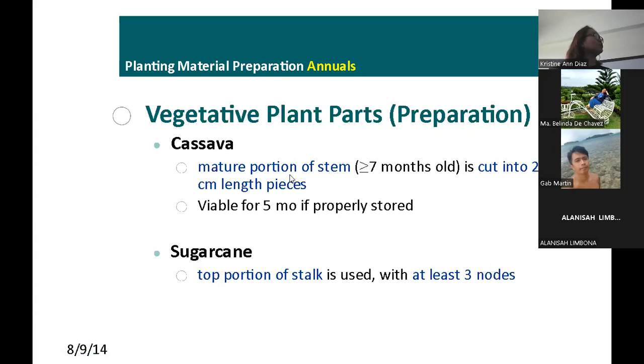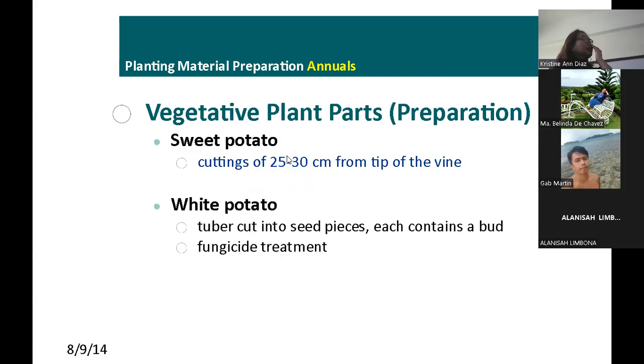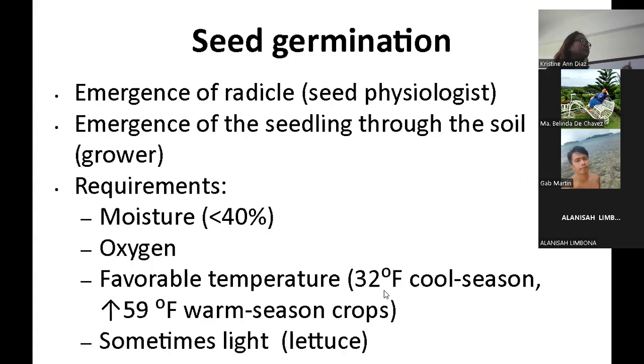For cassava naman, how to cut cassava? So pag 7 months na siya, i-cut ni mo 20 to 25 centimeters. So viable siya for 5 months. Sugar cane pod using 3 nodes, yung top portion. Sweet potato naman, cuttings with 30 centimeters of the vine. And white potato tuber, i-cut din mo itong seed pieces and then applied with fungicide before planting.